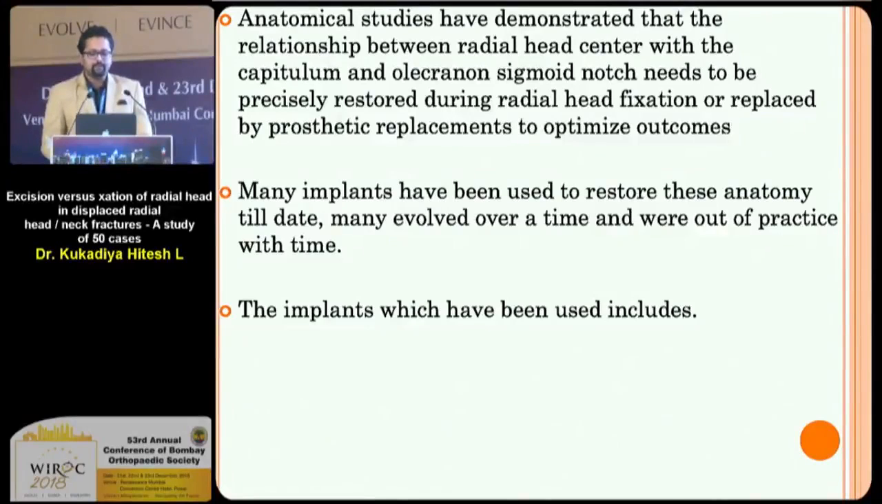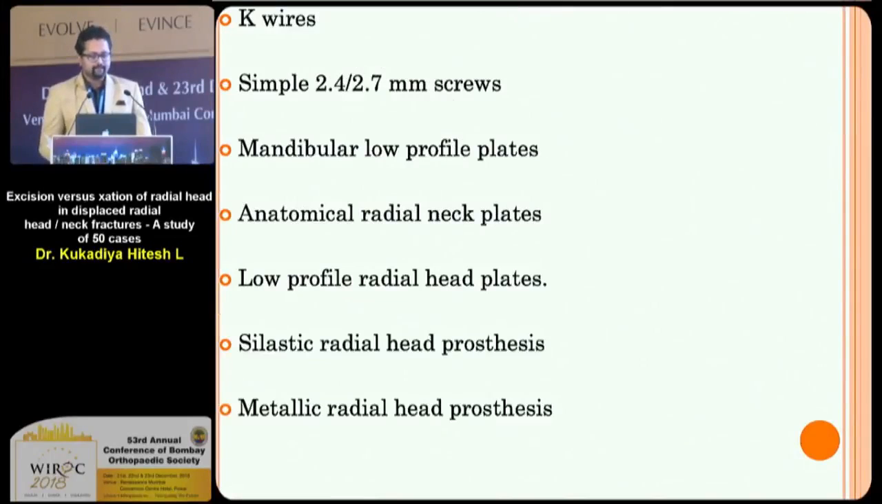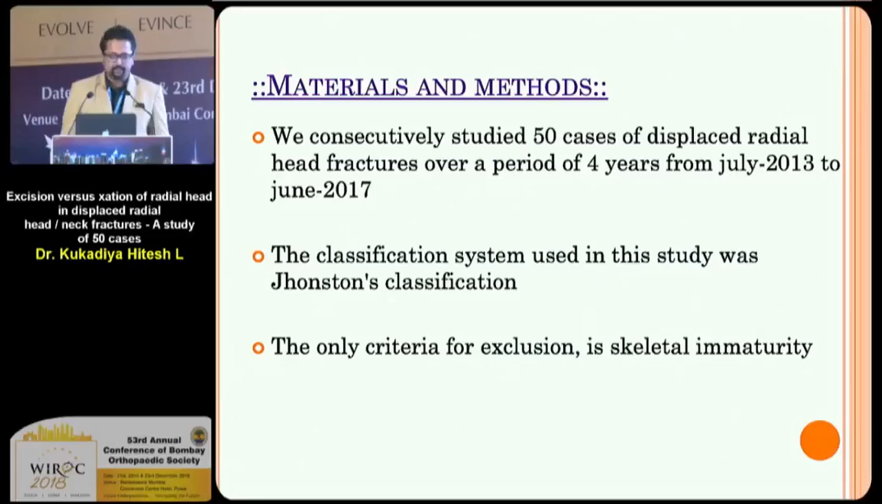Many implants have been used to restore this anatomy till date. Many evolved over time and went out of practice. The implants which have been used till now are K-wires, simple 2.4 or 2.7 mm screws, mandibular low profile plates, anatomical radial neck plates, low profile radial head locking plates, silastic radial head prosthesis and metallic radial head prosthesis.